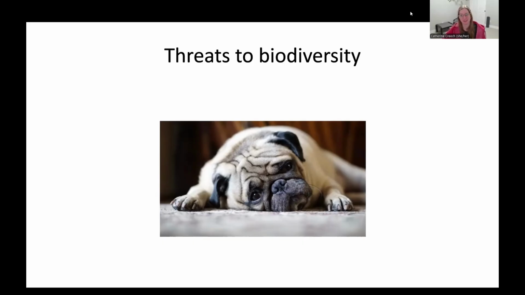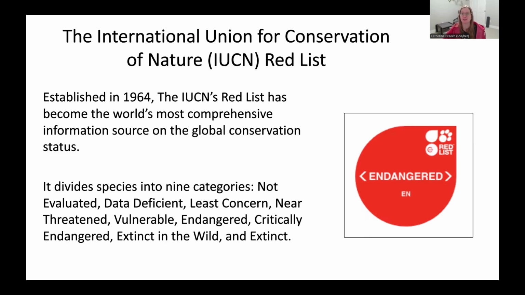Well, there is a group called the International Union for Conservation of Nature, and they have this thing called the Red List. It started in 1964, and the Red List is a way to track the global status of conservation.